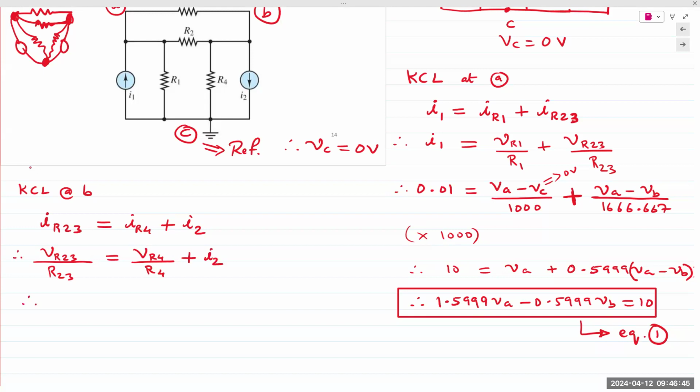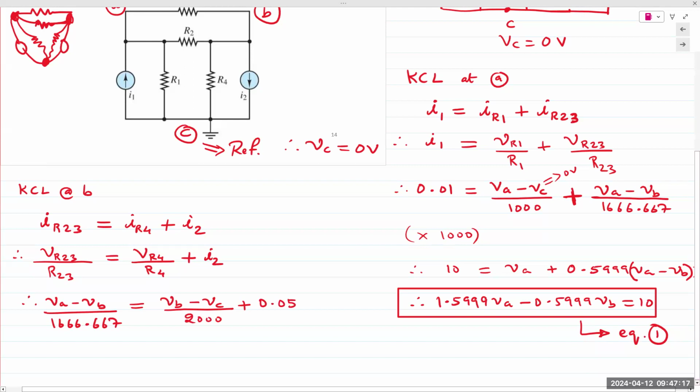Express each resistor voltage in terms of the node voltages. VR23 still remains the same. So it's VA minus VB divided by 1666.667. This would be VB minus VC divided by 2000. And this is 50 milliamps, so 0.05.